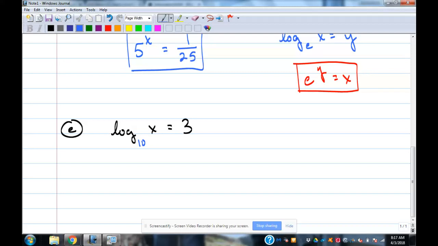So with a common log, they're not going to write that 10 there. There's not a 10 there or anything else, then it's base 10. Okay. A common log is base 10. So as an exponential, this would be 10 to the third equals x. And there we could get what x is. It's 1,000 easily. Okay. So that's going from a logarithmic statement into an exponential. Let's go the other direction.